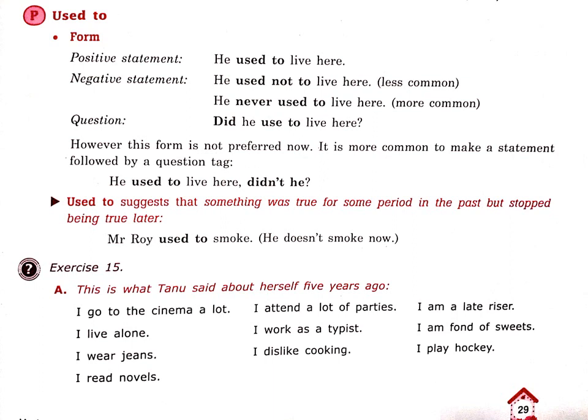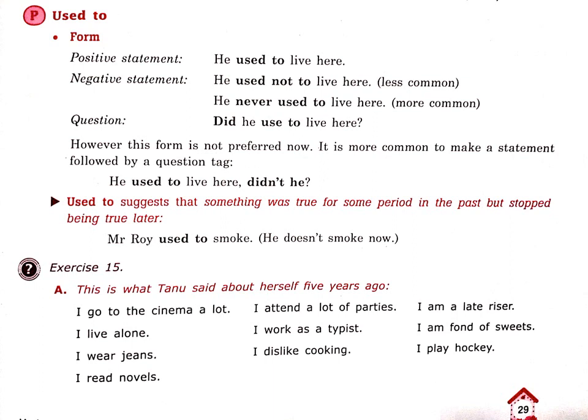However, this form is not preferred now. It is more common to make a statement followed by a question tag. He used to live here, didn't he? When it comes to making a question tag, in the question tag we write didn't he, right? The question tag will be of this. So used to refers to the activities we used to do in the past, but now something else.